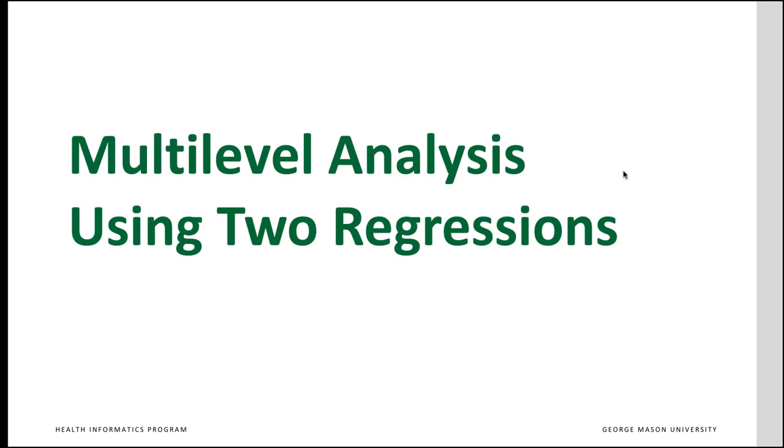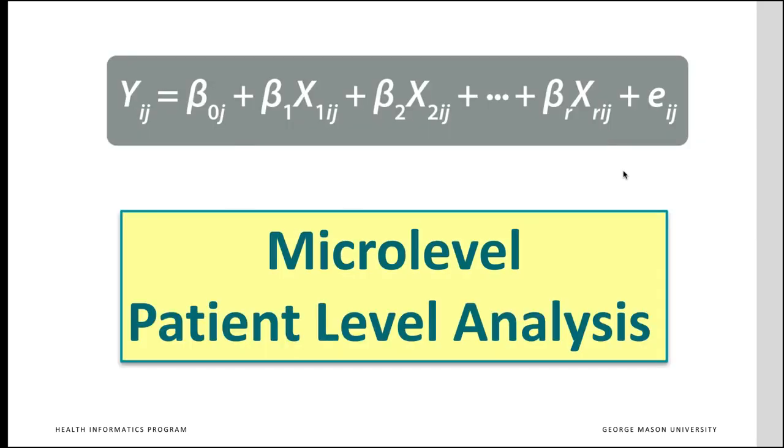We begin with showing how multi-level analysis is done with two separate regressions. We focus on intercept regressions. An intercept model can be described with two equations. The first focuses on micro-level relationships for the outcome and R patient characteristics x1 through xr.